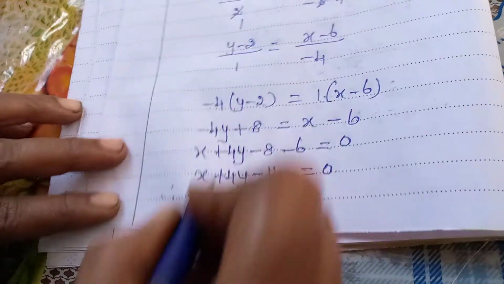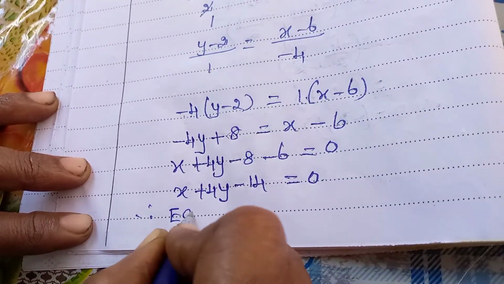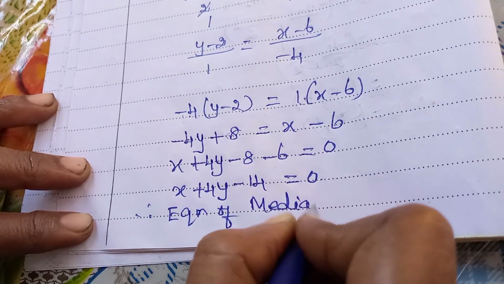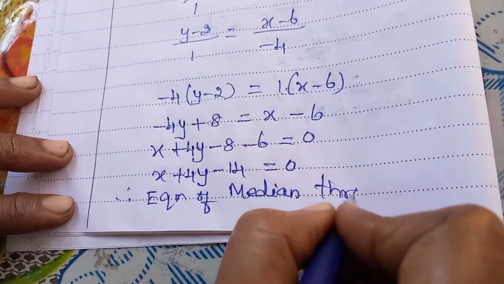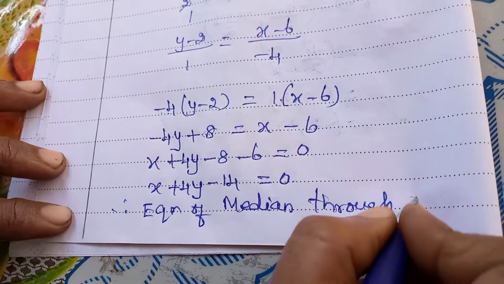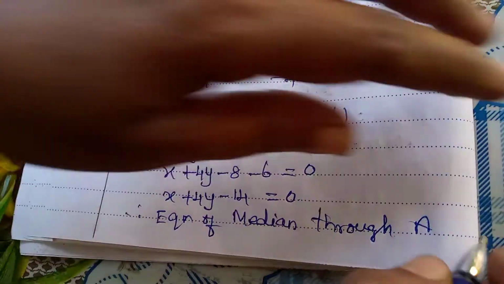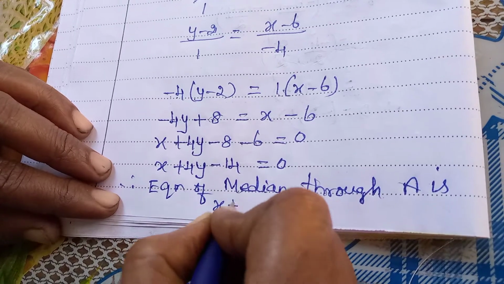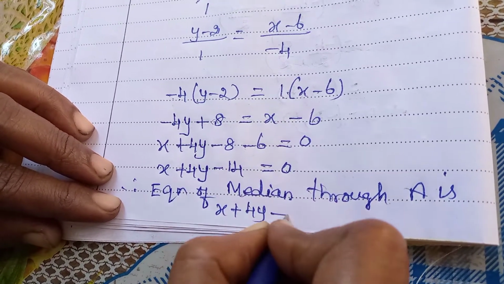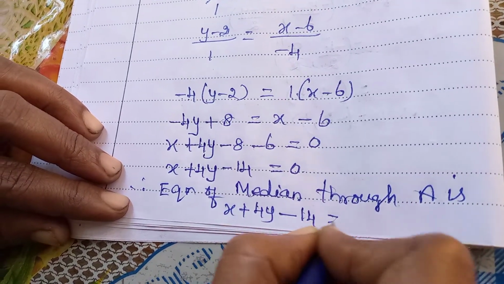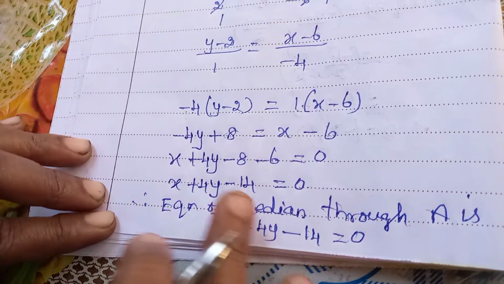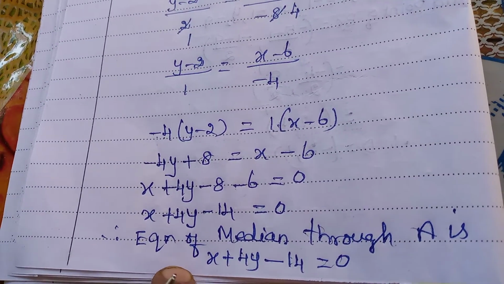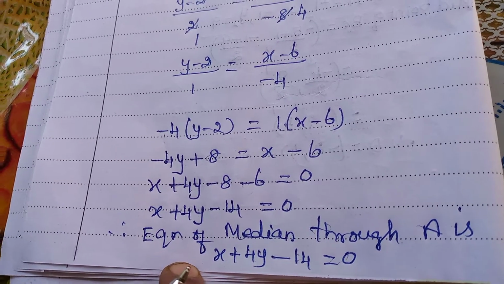Therefore the equation of the median through A is x plus 4y minus 14 equal to 0. Okay, now we have got the equation of the median. Similarly we have to find the equation of the altitude.